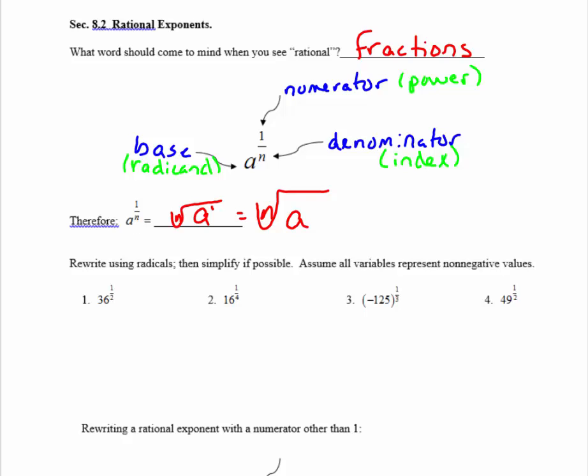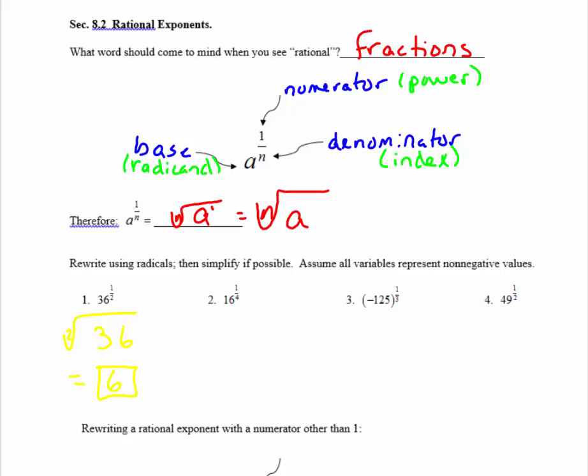So let's use this information to answer the next questions. Rewrite using radicals, then simplify if possible. Assume all variables represent non-negative values again. So number 1, 36 to the 1/2. 36 is going to be the radicand, so that goes underneath the radical. What's the index? It's the index of a 2. It's understood to be there, but I'll put it there for now. And what's the power? To the first power, so I could raise 36 to the first power, but that doesn't change it. So we're just looking for the square root of 36, and the square root of 36 is 6.